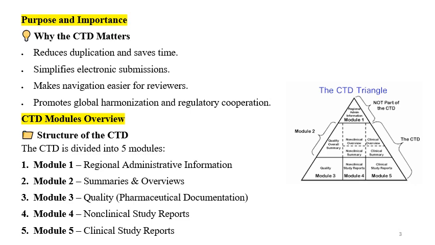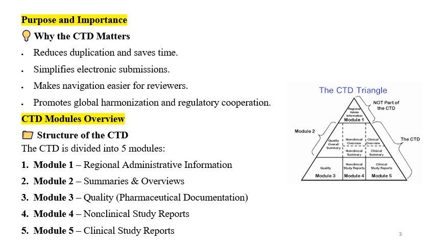It is like a single format in which the different types of information are to be included. There are different modules in the CTD structure, and as per these modules, the information is required to be provided. There are 5 modules. Module 1 is for the regional administration information. Module 2 is for the summary and overviews. Module 3 is for quality. Module 4 is for non-clinical study reports, and module 5 is for the clinical study reports. So it forms the overview of CTD.